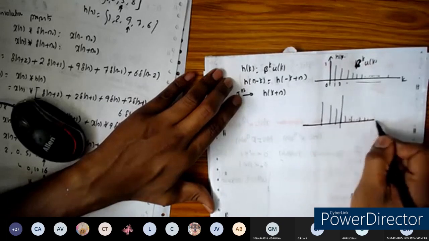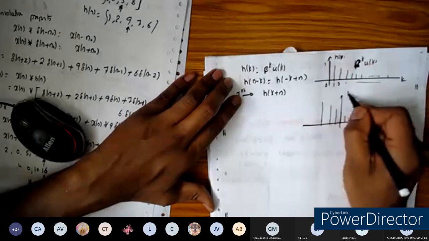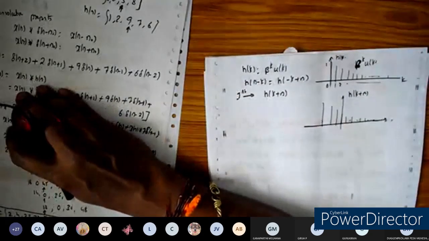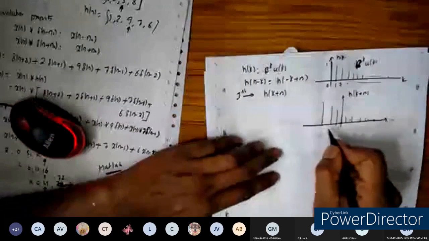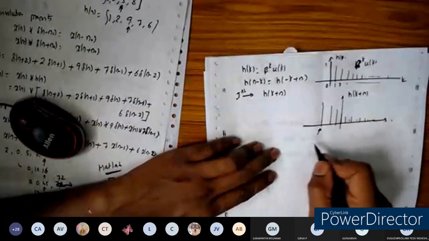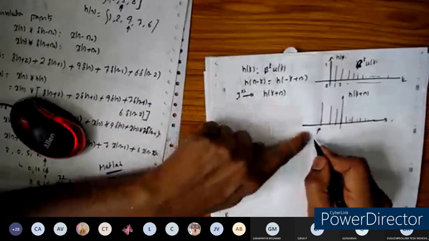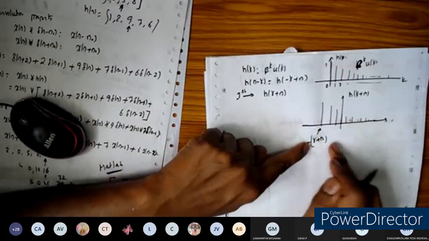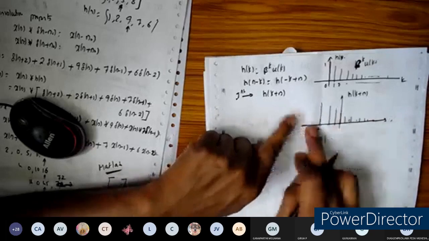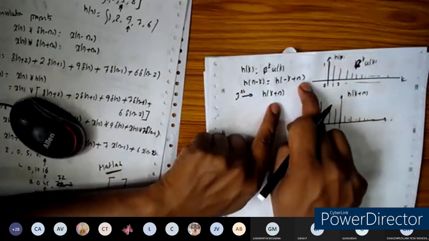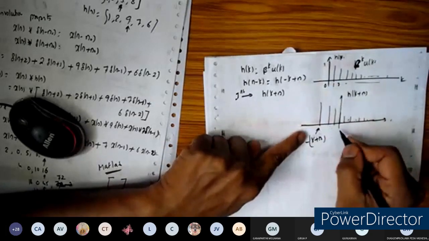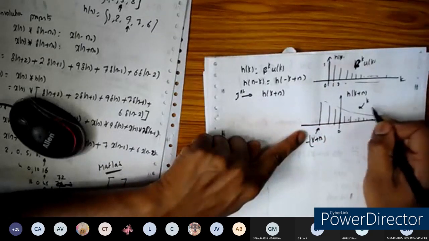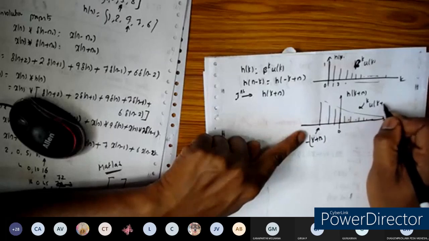We don't know the value of n. So this is called h of k plus n, and this location is k plus n. The negative time index is there, but I'm not going to worry about it. We shift the signal by n units towards the left direction. So this is 0, this is alpha to the power of k, and u of k plus n here.